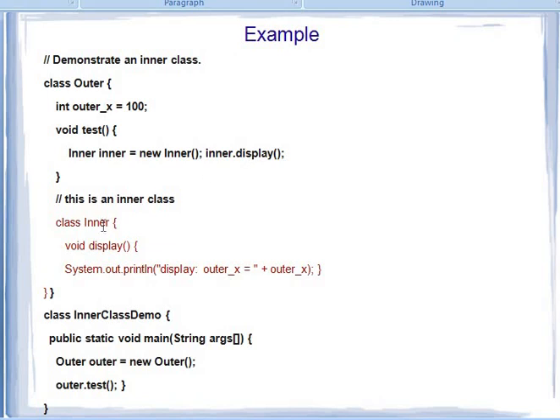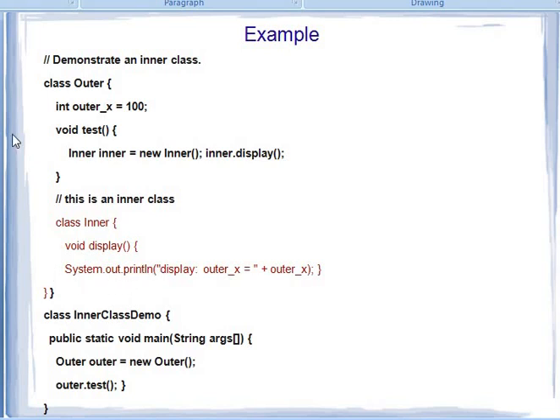See, the inner class is having only one member, that is a method, that is a display method. So there is a println command to display a comment and the value of outer x variable. So display colon outer x, that is the comment, and outer x value is returned. See, the outer x value is 100. So after execution, the output will be a single line, and that is display colon space outer underscore x is equal to 100.